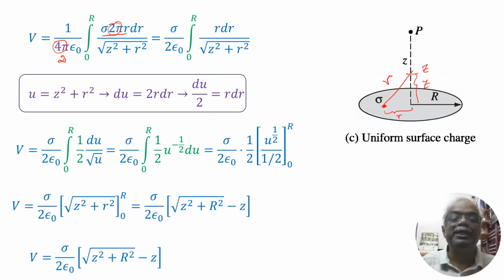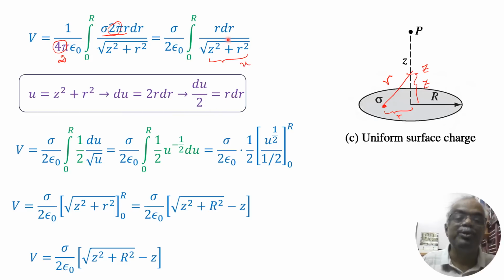Now you replace this z squared plus r squared by changing the variable, u equals z squared plus r squared. Then du, if you differentiate this with respect to r, z squared gives 0, so this will be 2r dr. You bring 2 to the left hand side, then it will become du over 2, which is equal to r dr.